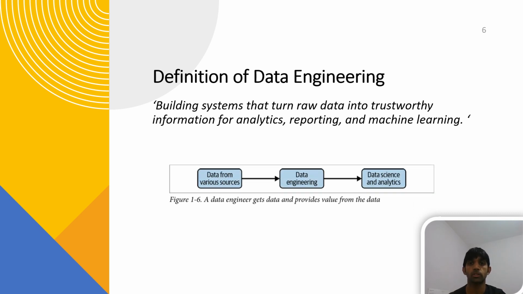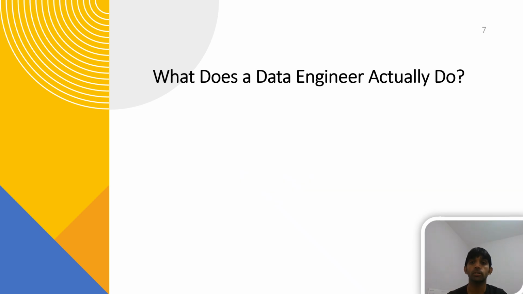Okay, so in a simpler form, data from various sources can be manipulated by a data engineer, which then leads into the data science and analytics. So what does a data engineer actually do? So which skill is more important?